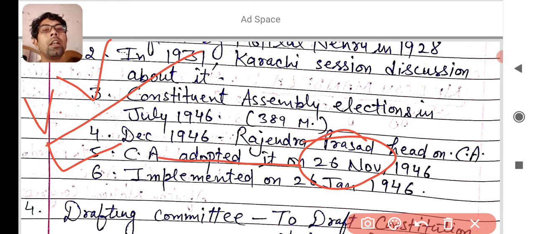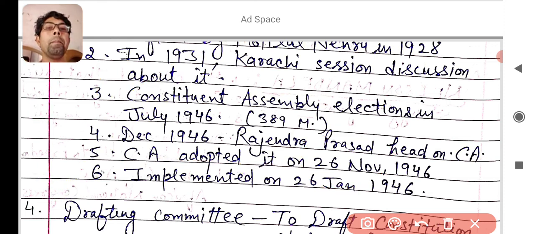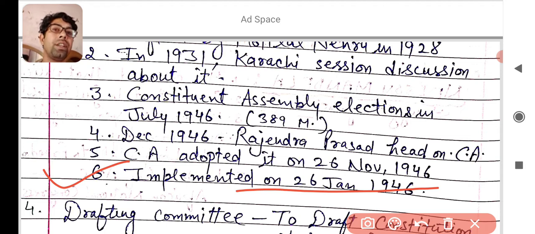And the last major point, the Indian Constitution was implemented on 26 January 1946, and India became a republic country on that day. That's why India celebrates Republic Day on 26 January every year. I hope you learned the making of the Indian Constitution now.